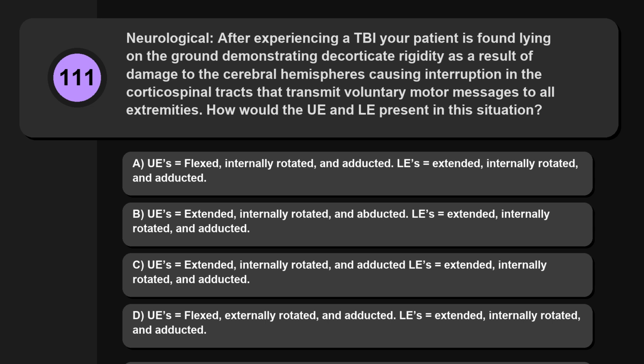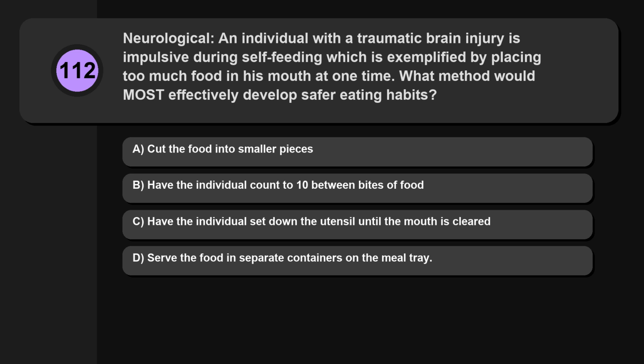845-847. Question 112. Neurological. An individual with a traumatic brain injury is impulsive during self-feeding, which is exemplified by placing too much food in his mouth at one time.